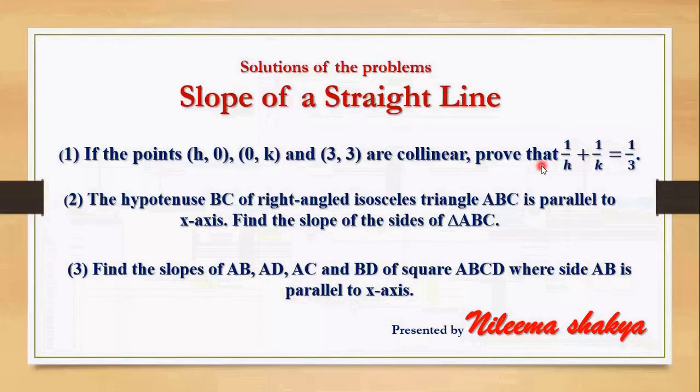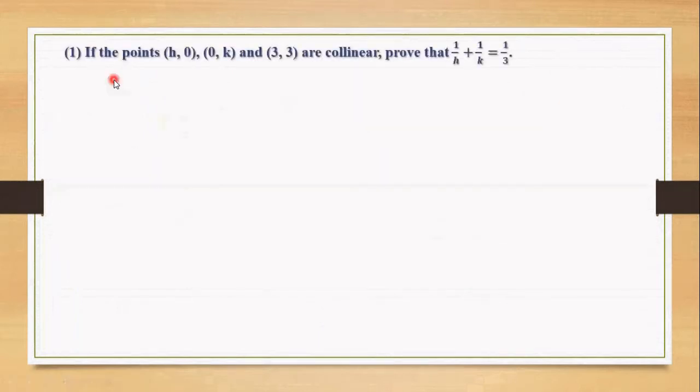Hello students, in this class I'm going to give you the solution of these three problems of the chapter Slope of a Straight Line. First problem: if the points (h, 0), (0, k) and (3, 3) are collinear, prove that 1/h + 1/k = 1/3.